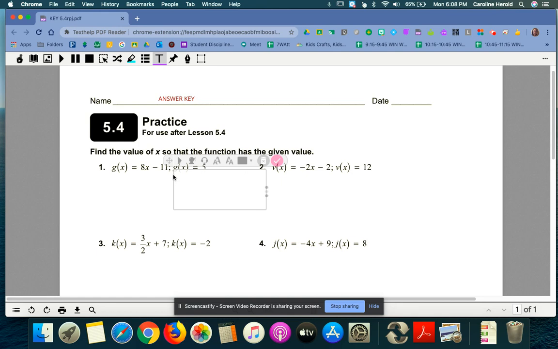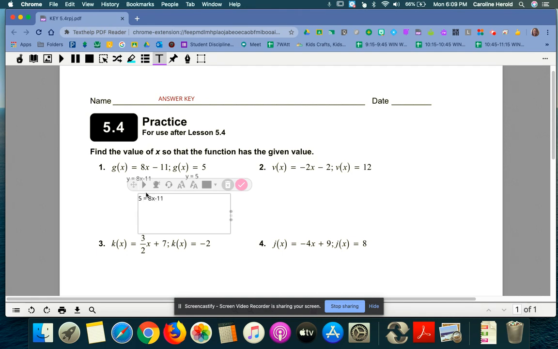So if you remember, g of x really is just another word for y. So y is equal to 5, right? That's really all this is saying right here. And over here, this is really just saying y is equal to 8x minus 11. So if y is equal to 8x minus 11, and they're telling us that y is equal to 5, then wouldn't it make sense to just say that 5 would replace y, and that's equal to 8x minus 11.